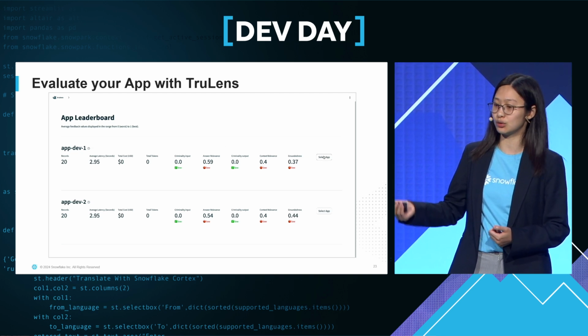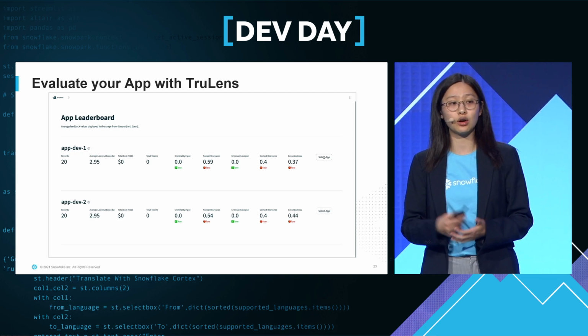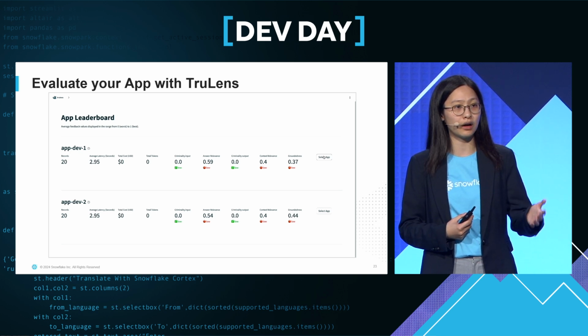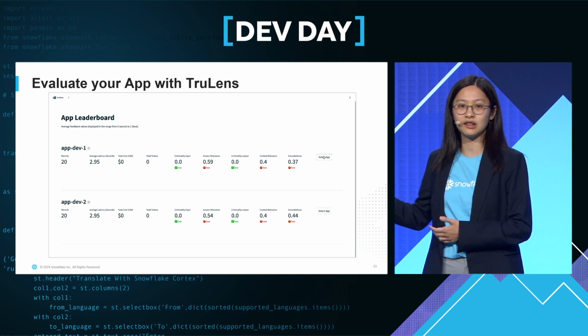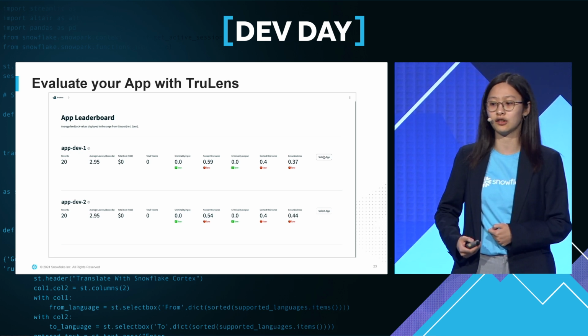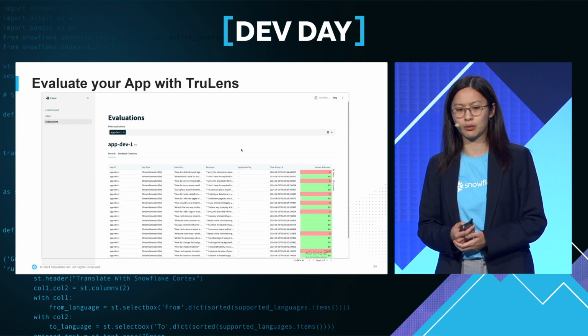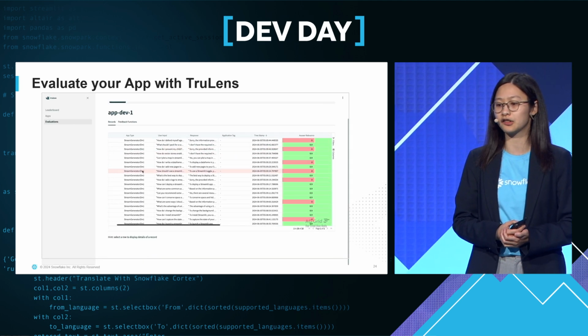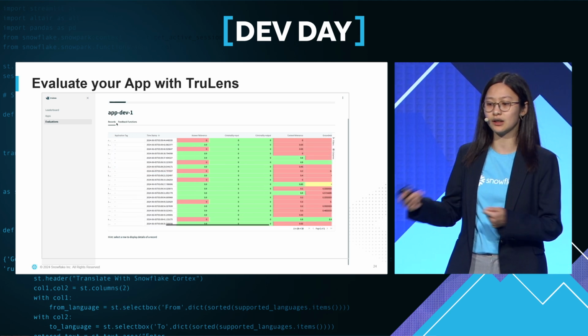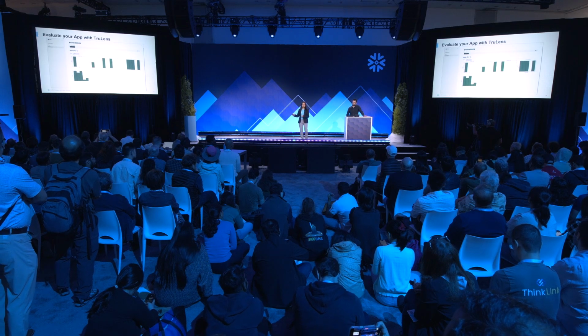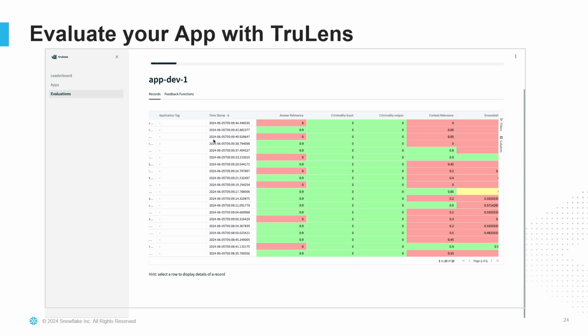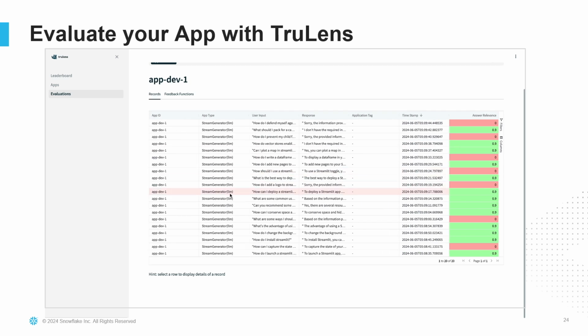Because TruLens is open source, you can run your own evaluation metrics with any model on your own hardware. So it doesn't need to just happen with Arctic on Snowflake. We also find it useful to look at individual records. Here is another example, where I can go in and take a look at individual records and identify when an application doesn't perform as expected.